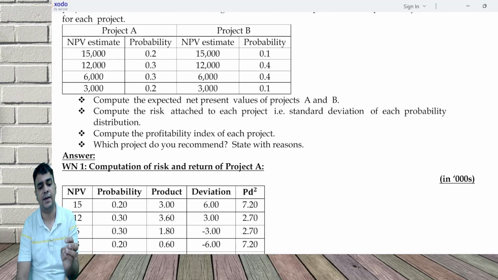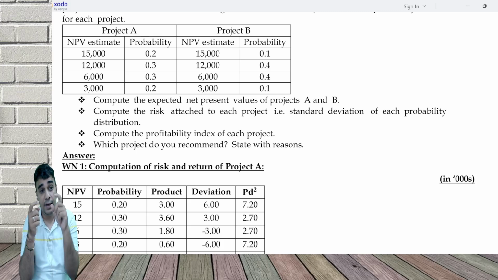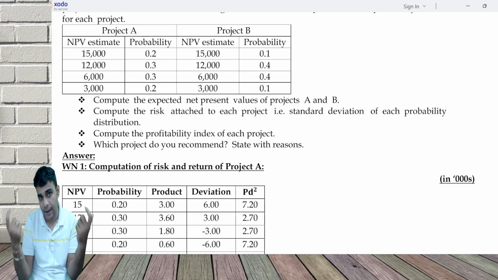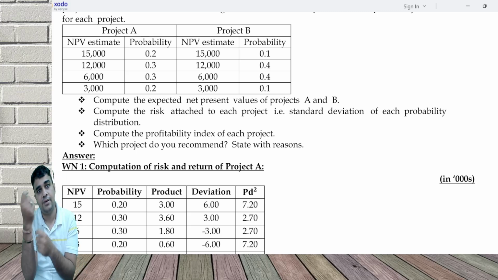They ask for expected NPV, risk, profitability index. Which one do you recommend? Higher return, lower risk. In case there is no domination, which can happen sometimes, then you will say the aggressive guy will select this project, the conservative guy will select some other project, if one project has more return and another project has less risk.